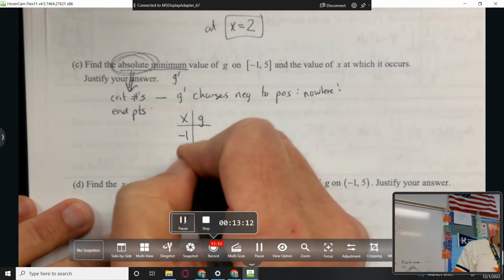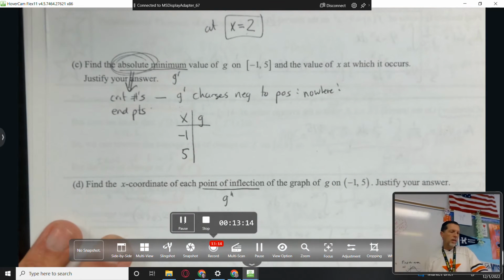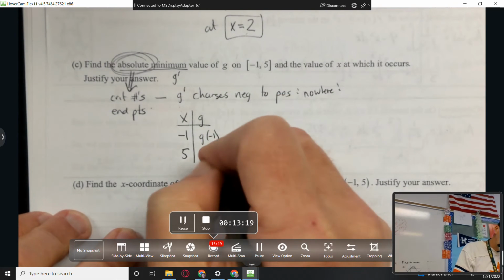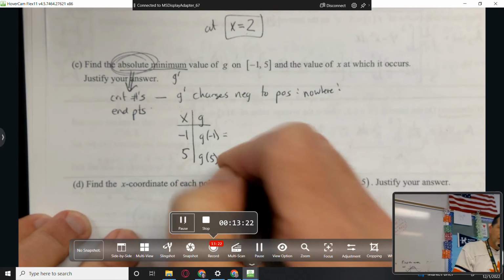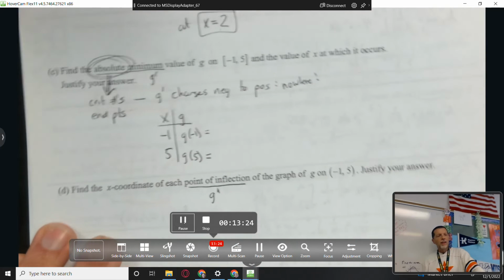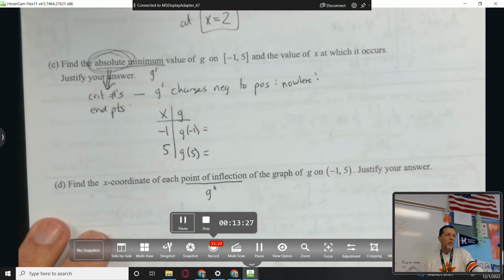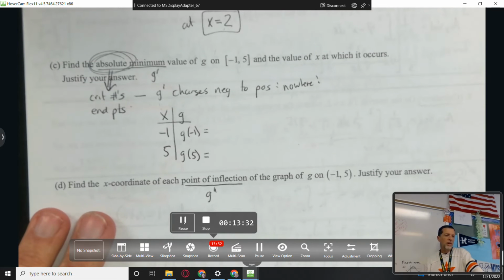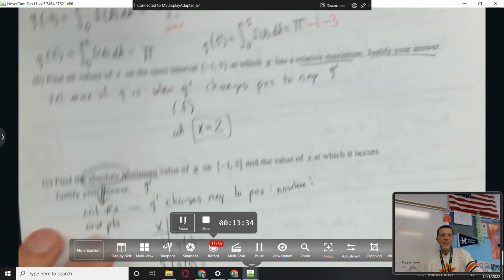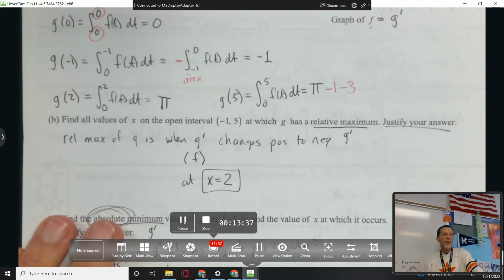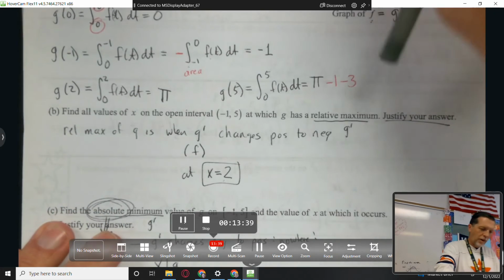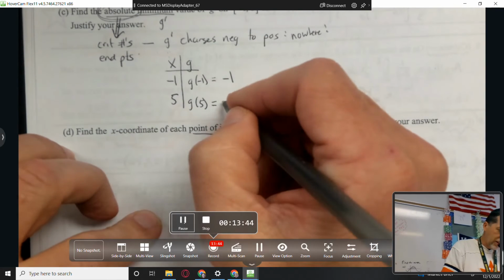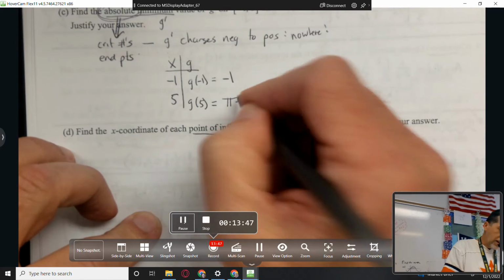And the endpoints are -1 and 5. So they want me to do some work to find g of -1 and g of 5. I know they make the AP test hard, but they almost always throw you a little bone here and there, because what's g of -1? We already found that, so we have to know it, but we already have it. It's -1. G of 5 we already found, that's pi minus 4.